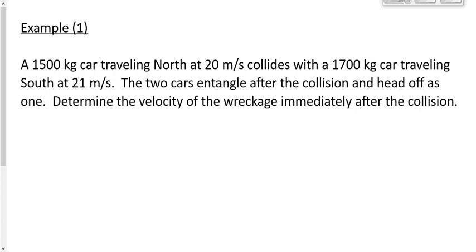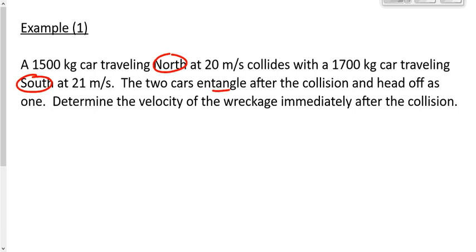A 1,500 kilogram car travels north at 20 meters per second, collides with a 1,700 kilogram car traveling south at 21. I want to draw attention to the north and south here because if I don't, I'm going to forget to make one of them negative. When we've got north and south, one of them has to be negative, probably the south. The two cars entangle after the collision, so they head off as one object. We want to find the velocity of the wreckage immediately after the collision.